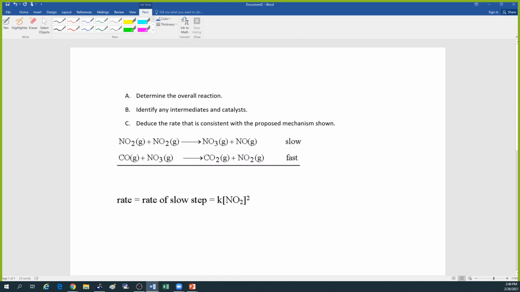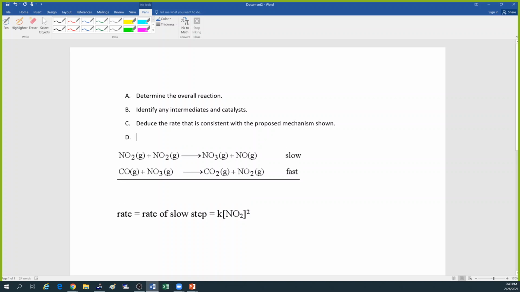Okay, so here we have two elementary steps. And we want to look at what's the overall reaction, find any intermediates or catalysts, and then deduce the rate law for the proposed mechanism. Here's how it goes. The overall reaction, I think we've figured out pretty easily. Let's see what cancels out. Well, we can eliminate one of these on each side, but not both. We can eliminate, it looks like, this on each side.